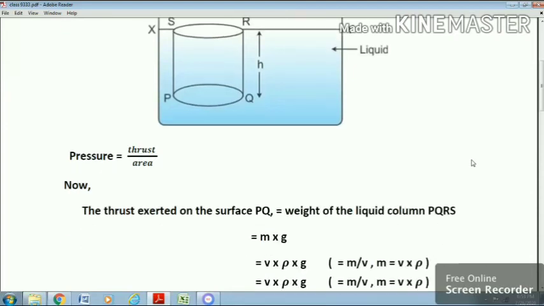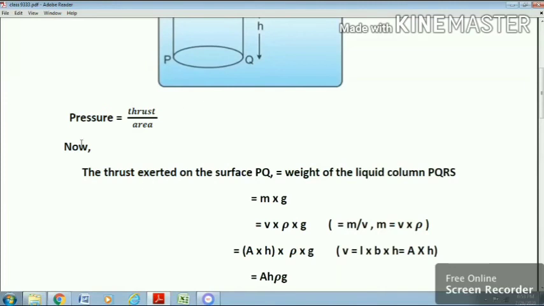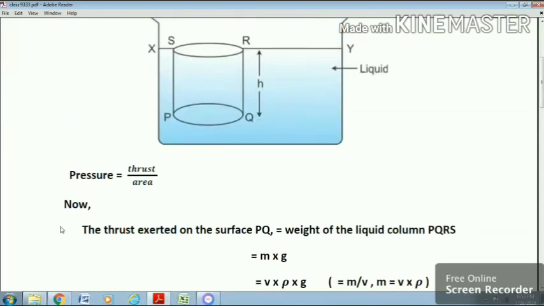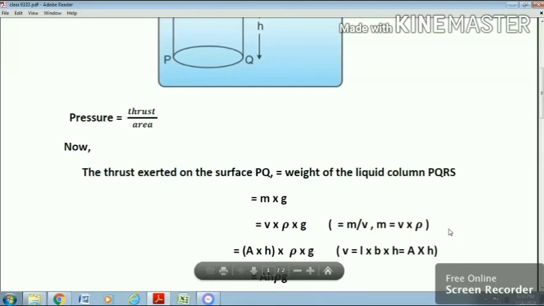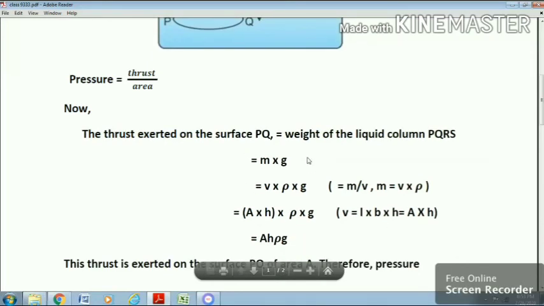Now I will calculate pressure with the same formula as we use in solids. In liquids also the same formula applies: pressure is equal to thrust by area. So very first we will calculate thrust, then we will substitute it in this formula to calculate pressure. The thrust exerted on the surface PQ is the weight of the liquid column PQRS. Now we know that weight is mass into acceleration due to gravity.